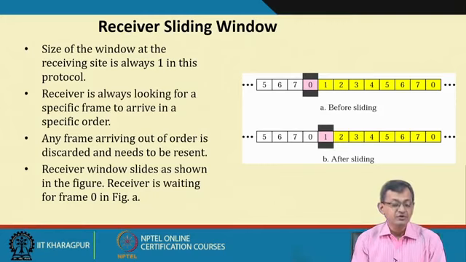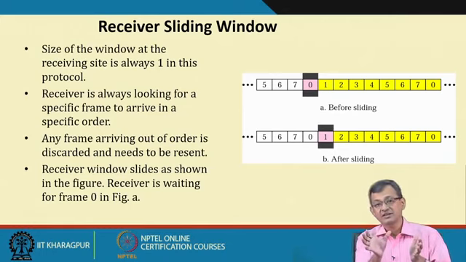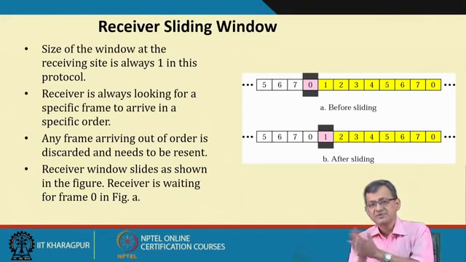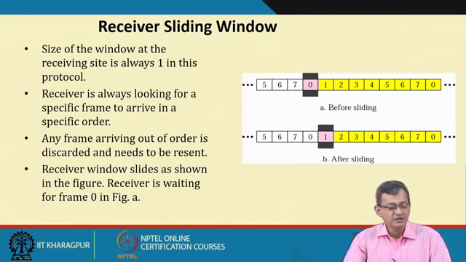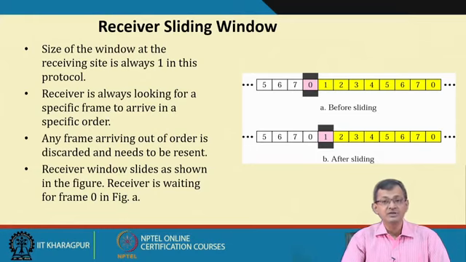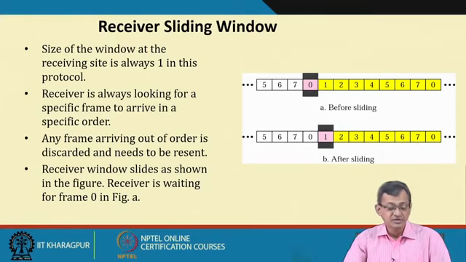At the receiving side, the size of the receiving window is always 1 for this protocol. The receiving window is always looking for a specific frame to arrive in the specific order. Whether the sender window is sliding or not, the receiver is waiting for that specific frame in the specified order. Any frame arriving out of order is discarded and needs to be retransmitted. A frame may arrive out of order due to, say, multipath delay, etc. So, it will be out of order and needs to be resent.